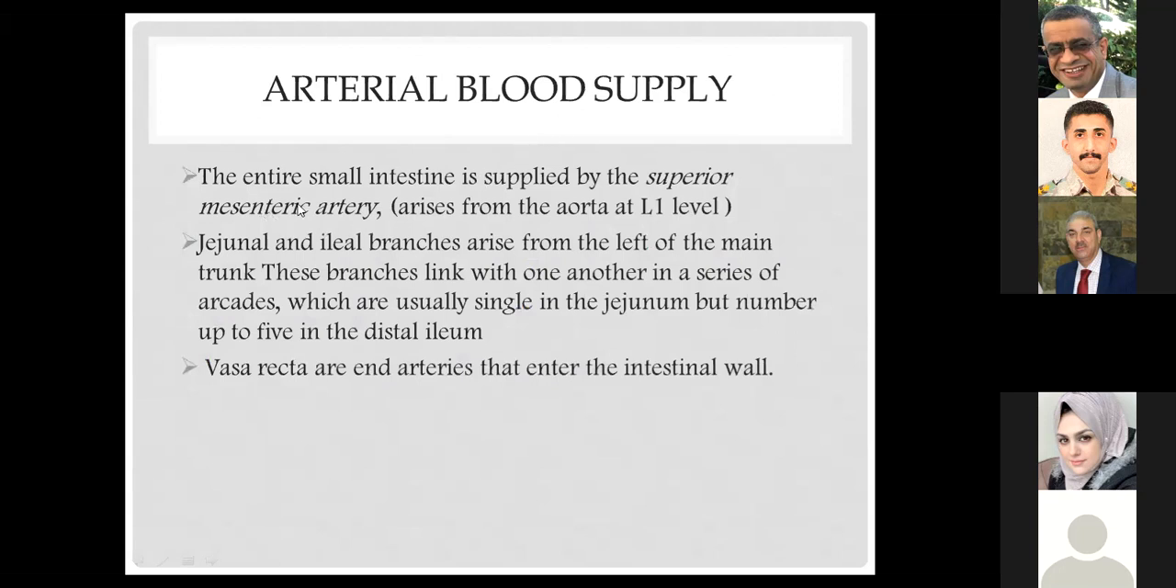The entire small intestine is supplied by the superior mesenteric artery, arising from the aorta at the level of L1. Jejunal and ileal branches arise from the left of the main trunk, numbering up to 5 in the distal ileum. Vasa recta are end arteries that enter the intestinal wall.